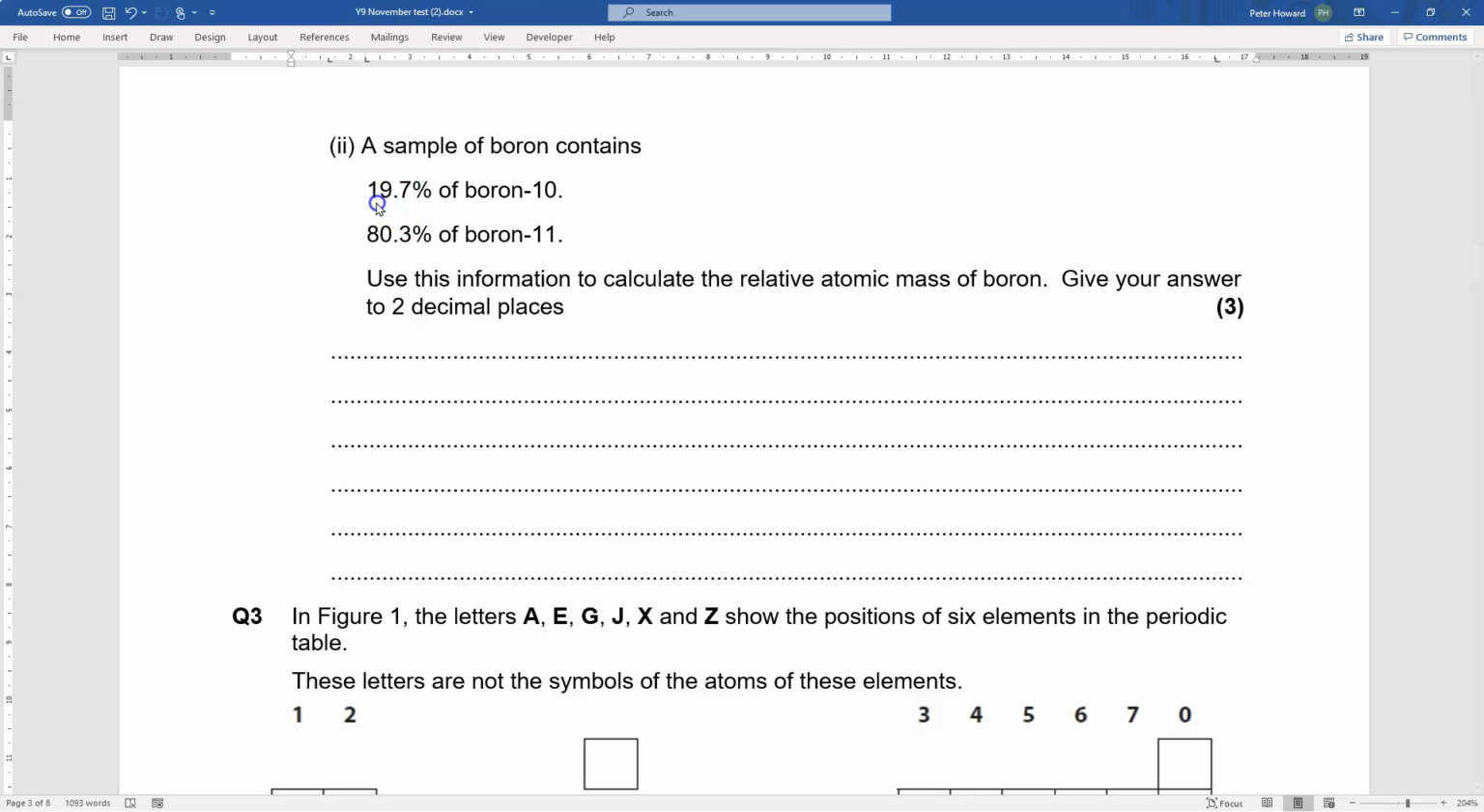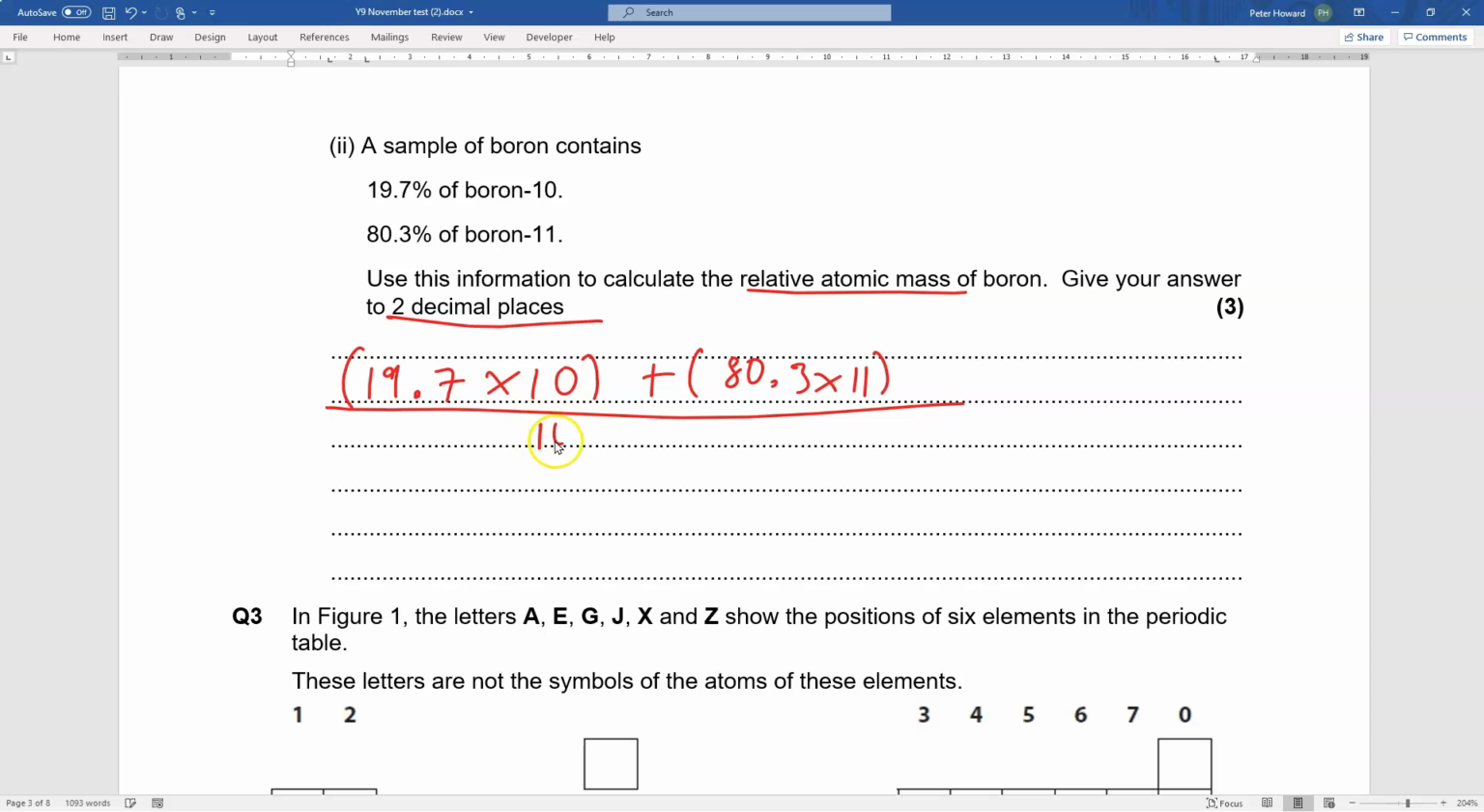The sample of boron contains 19.7% of boron-10 and 80.3 of boron-11. Calculate the relative atomic mass of boron, 2 decimal places. So what we need to do is, let's just assume we had 100 atoms. We have 19.7 of mass 10, so the total mass of that would be that. To that, we would want to add mass of 80.3 of boron-11. So 80.3 times 11. And we divide it by 100.